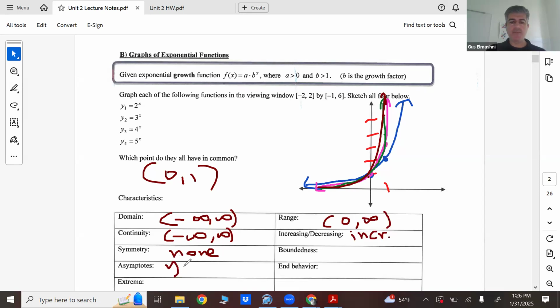Asymptotes, y equals 0. By the way, some of you guys did get asymptotes kind of mixed up on our, what was it, this class? No, sorry, that's my Algebra 2 class, not you guys. You guys are better than that. All right, never mind. You guys are good.